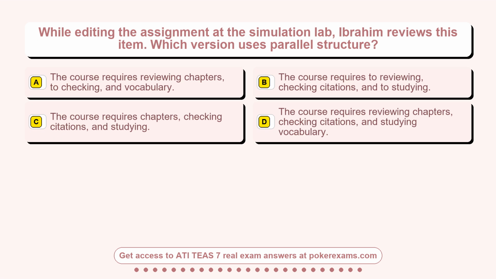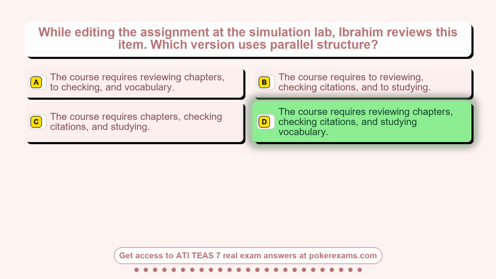Question 15. While editing the assignment at the simulation lab, Ibrahim reviews this item. Which version uses parallel structure? Option A. The course requires reviewing chapters, to checking, and vocabulary. Option B. The course requires to reviewing, checking citations, and to studying. Option C. The course requires chapters, checking citations, and studying. Option D. The course requires reviewing chapters, checking citations, and studying vocabulary. The correct answer is option D.